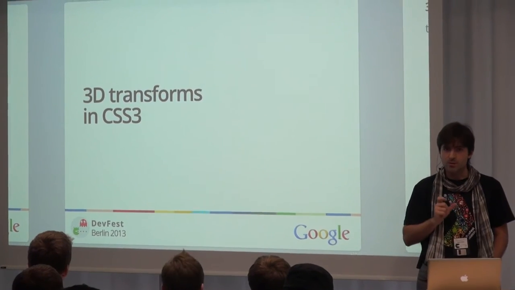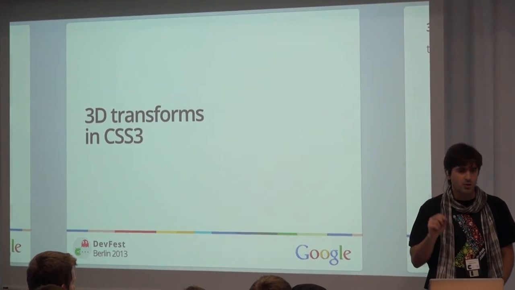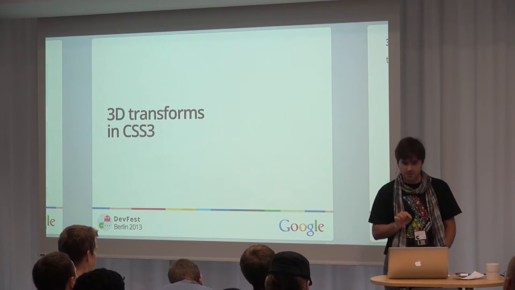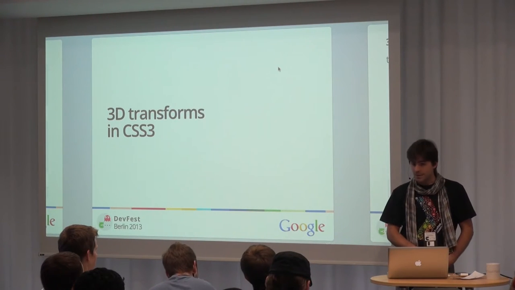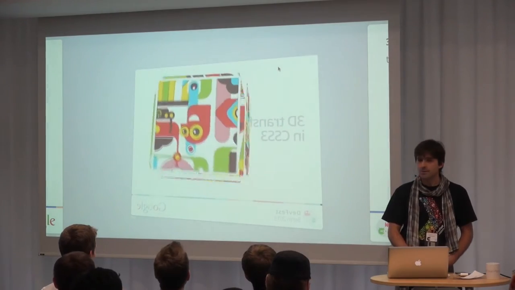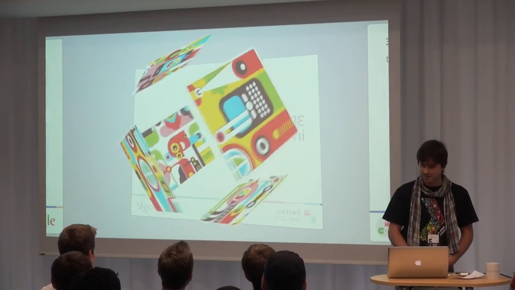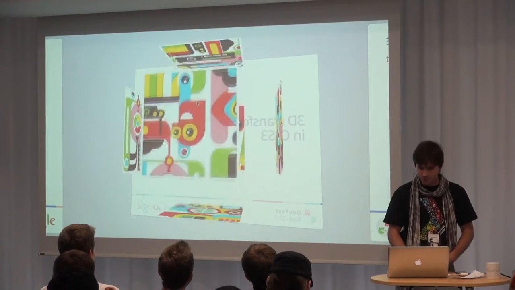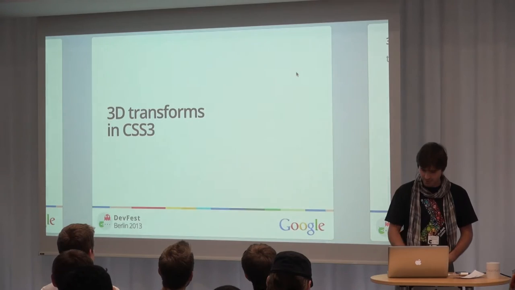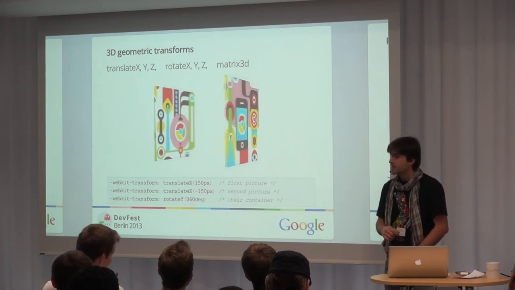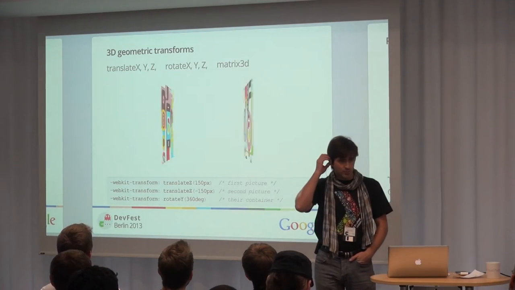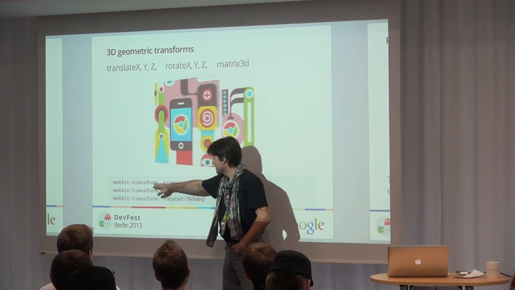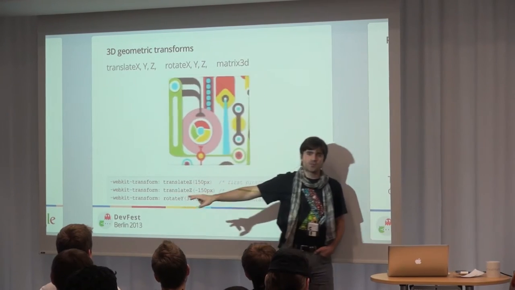But this also works in 3D. Geometric transforms also have 3D equivalents in CSS, which means that in CSS you can do something funky like this. This is pure CSS, including the onHover opening, which is also simply an onHover CSS. It's not very different from what I have shown before. The only difference is that our transform property actually has 3D transformations.